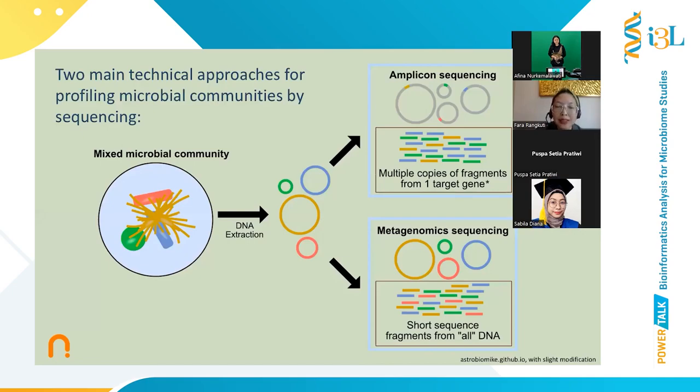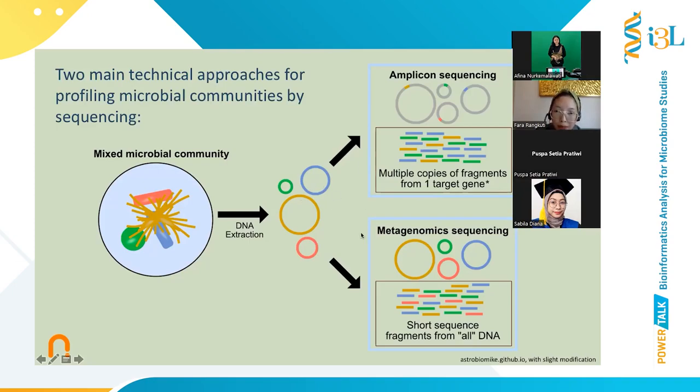So, I hope you can see my cursor. These are different microbes, like the red rectangle, for example, let's say it's, I don't know, a virus. And the green one is a bacteria, and the blue one is fungi. The brown one is an archaea, for example. And you want to first extract the DNA, right?